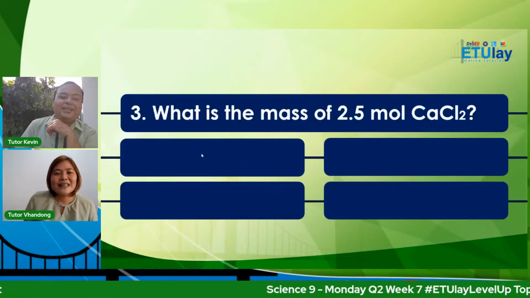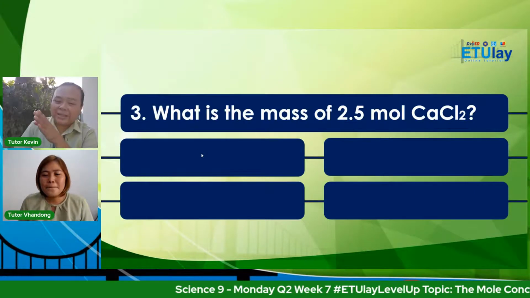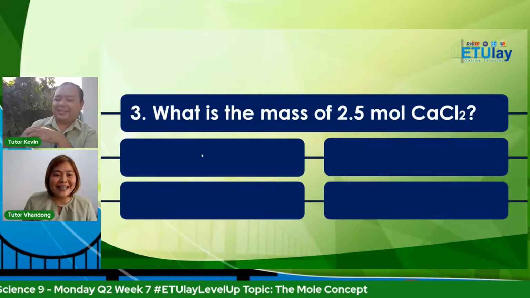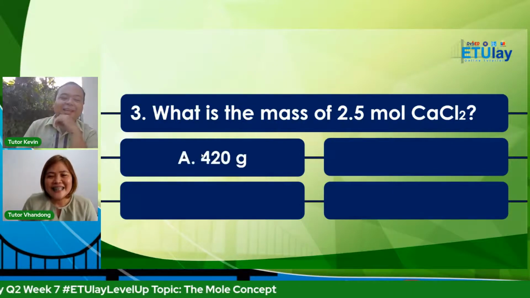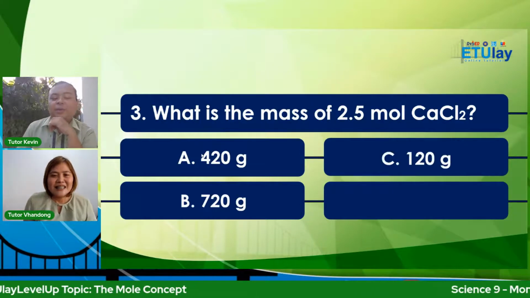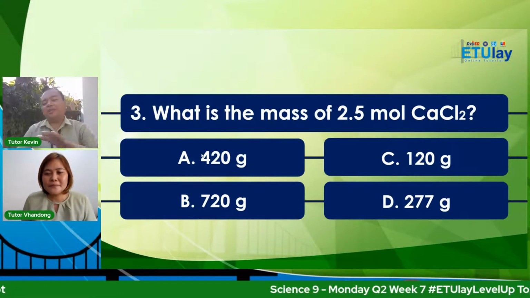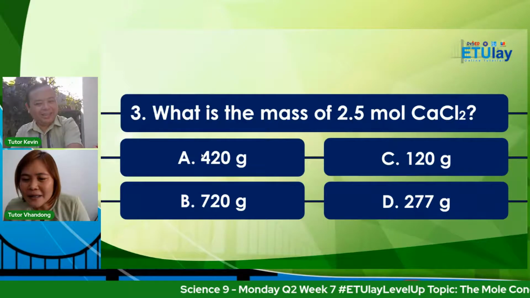Alright, last number is, what is the mass of 2.5 moles of calcium chloride? Is it A, 420 grams, B, 720 grams, C, 120 grams, or D, 277 grams? Answer mo, show mo, compute ka muna.